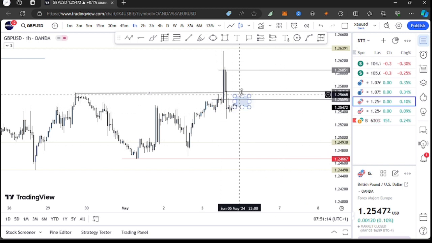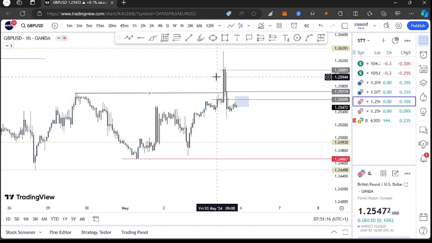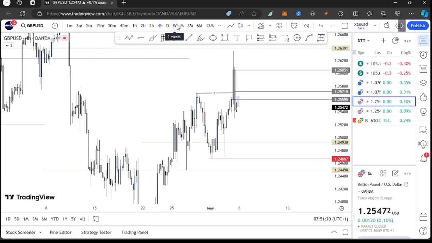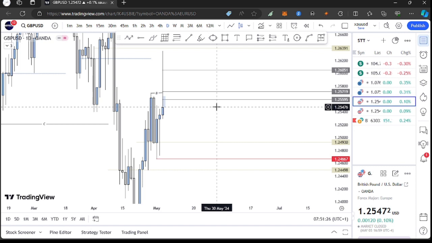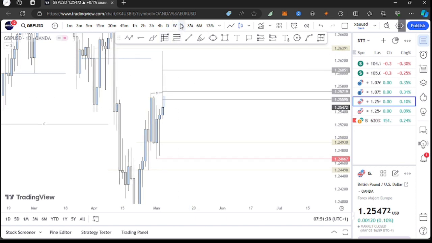So guys, always wait for confirmations, please. Always wait for confirmations. Very important. So on the long run, on a much higher time frame, remember where we're going, don't forget.